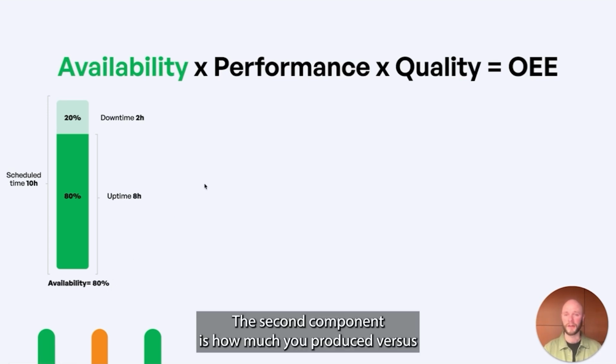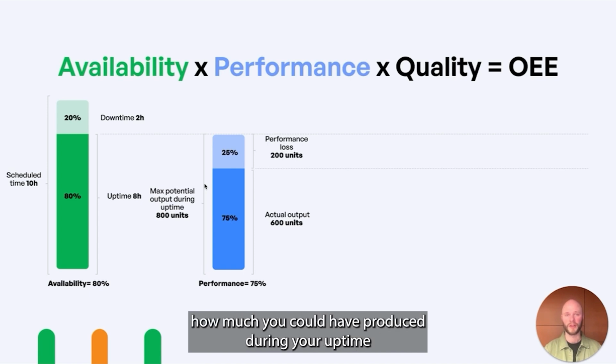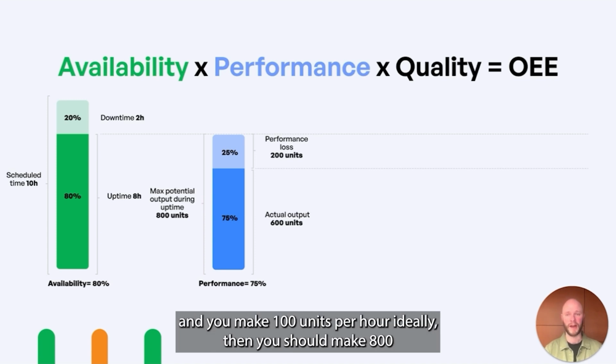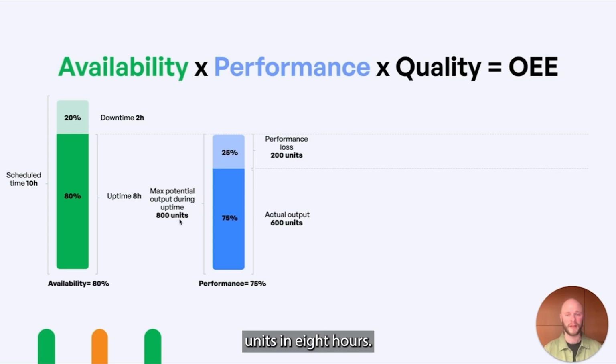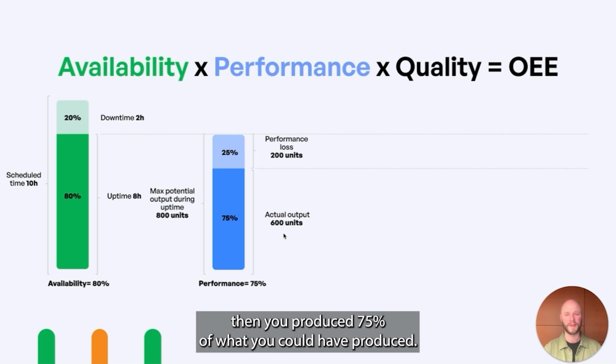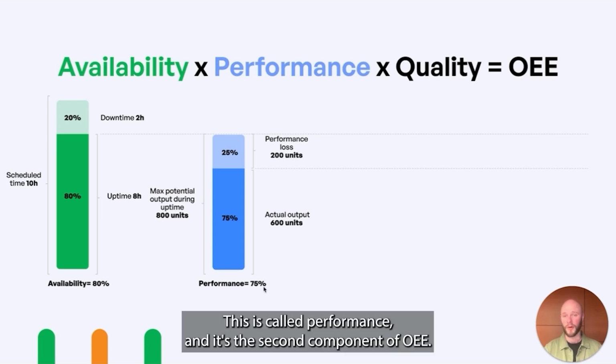The second component is how much you produced versus how much you could have produced during your uptime if your machines were running at top speed. Continuing with the same example, if you have 8 hours of uptime and you make 100 units per hour, ideally, then you should make 800 units in 8 hours. But for example, if you only make 600 units in that time, then you produced 75% of what you could have produced. This is called performance and it's the second component of OEE.